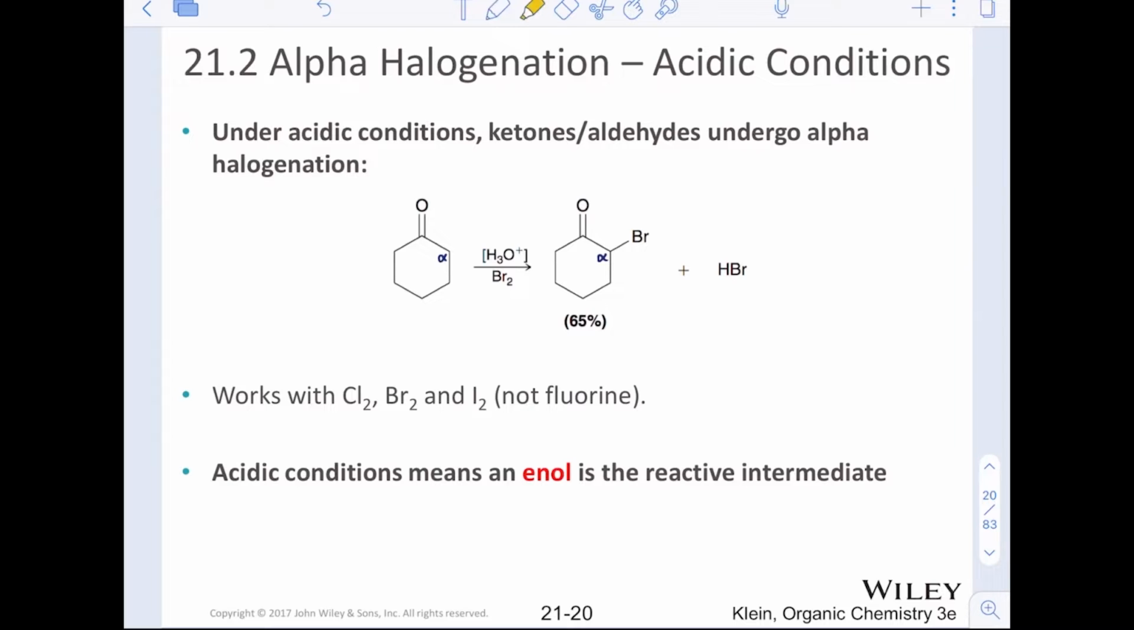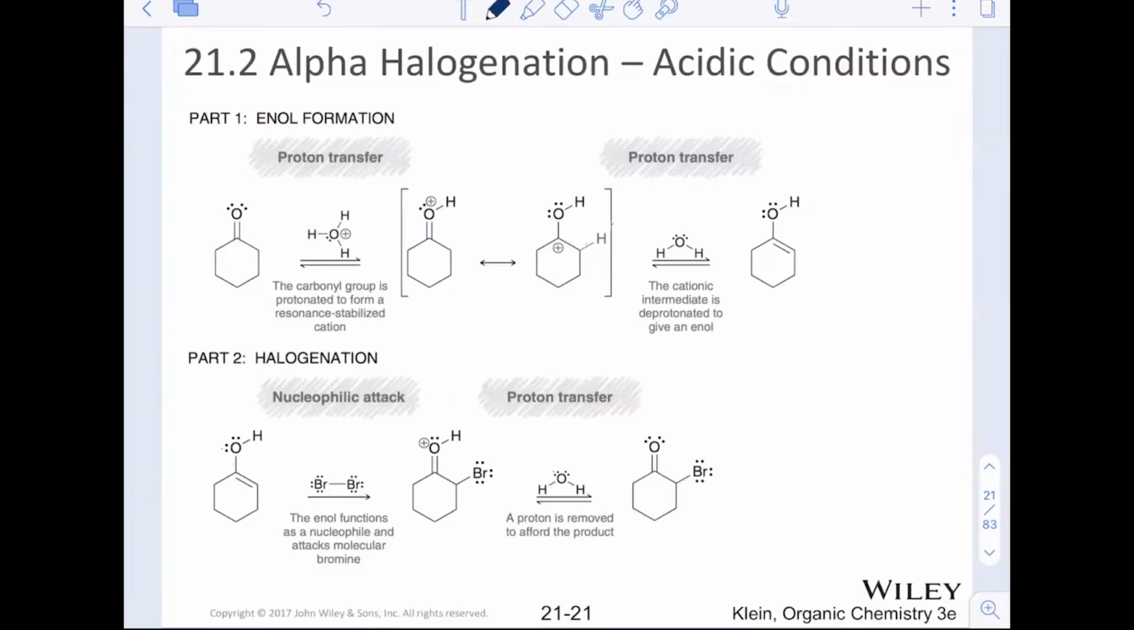Notice this is under acidic conditions. We have a little bit of H3O plus. That bracket around it again just means it's a catalytic amount. So H3O plus is not going to add things except for being able to do proton transfers. So acidic conditions also means enol is the reactive intermediate, right? We will not see reactive bases in this curved arrow mechanism. If we're in acidic conditions, just like before, we see positively charged things, not negatively charged things.